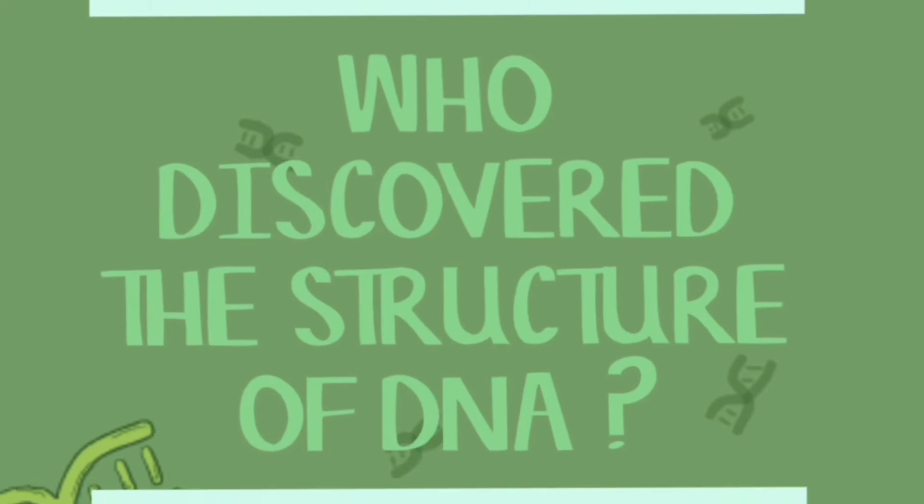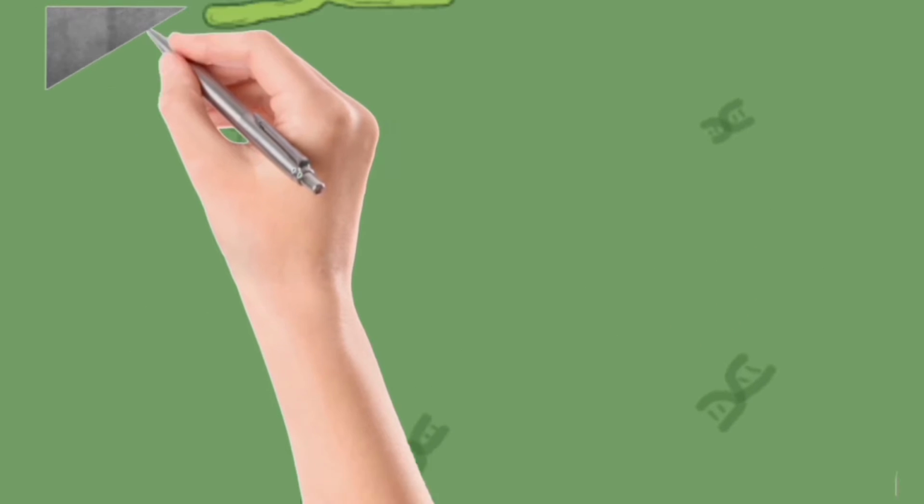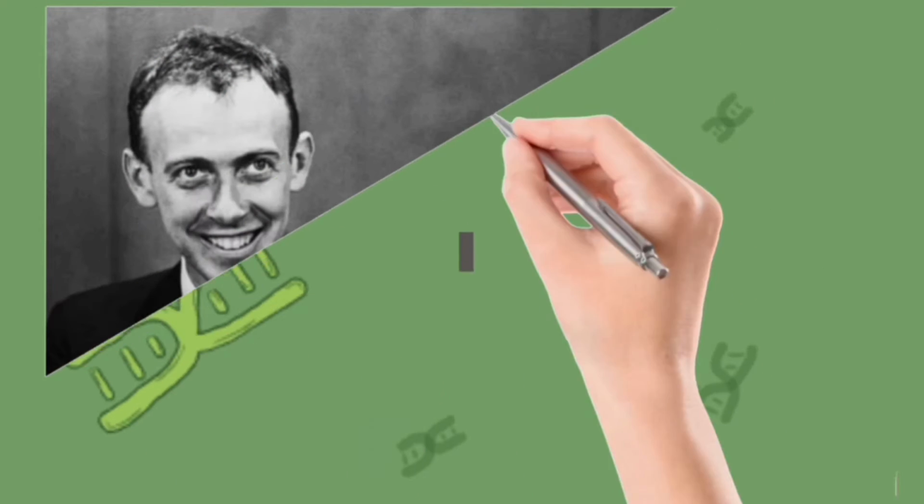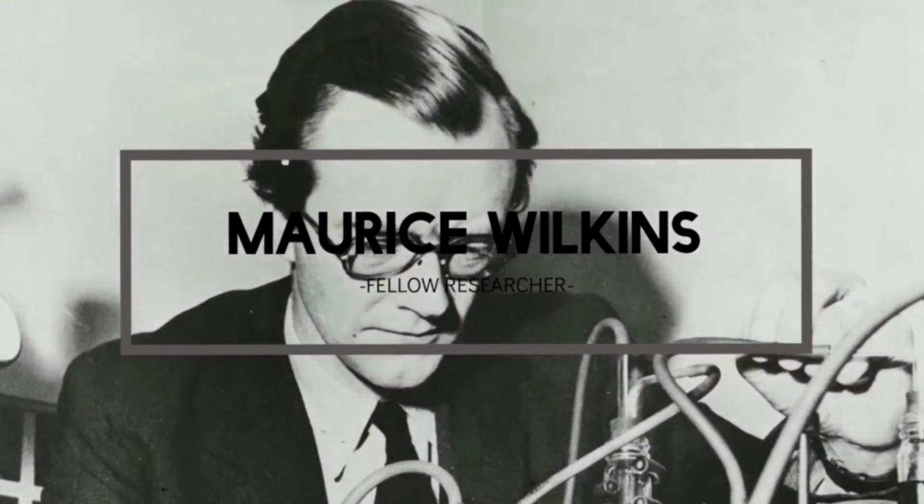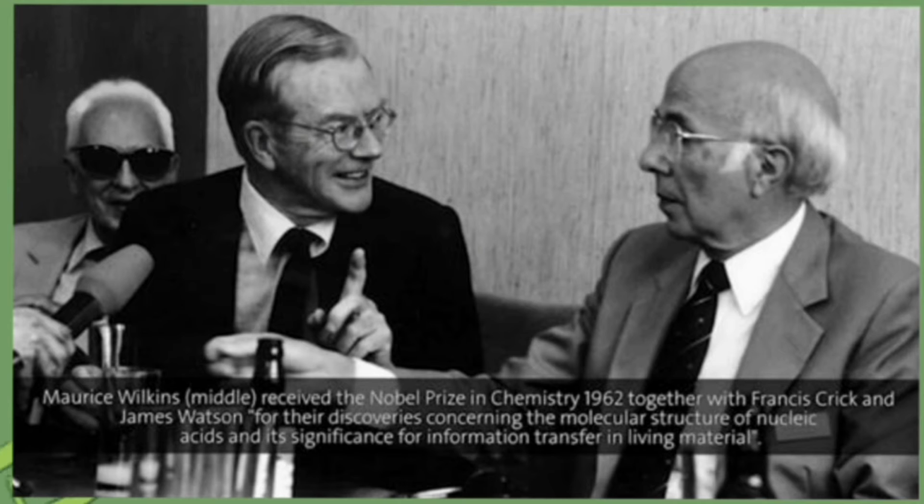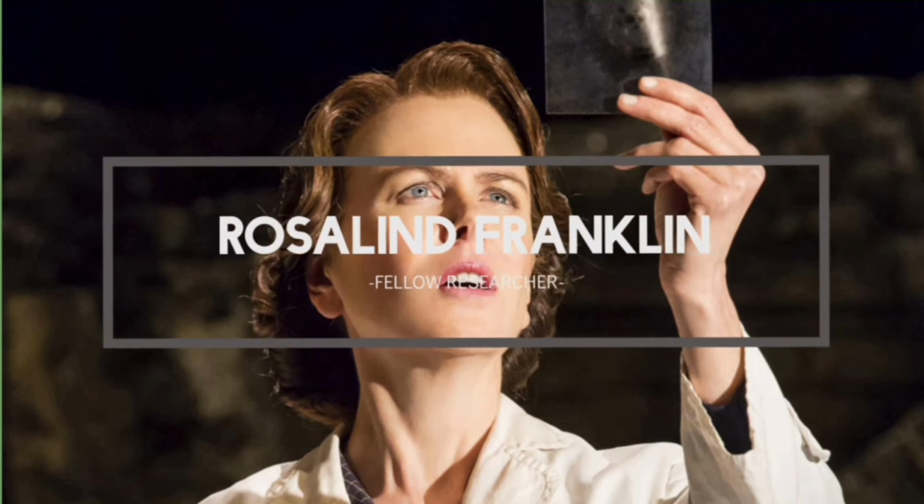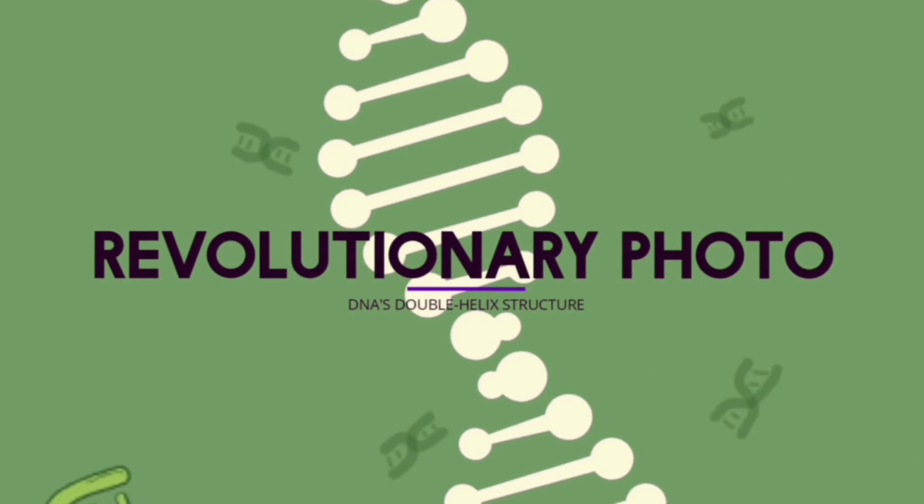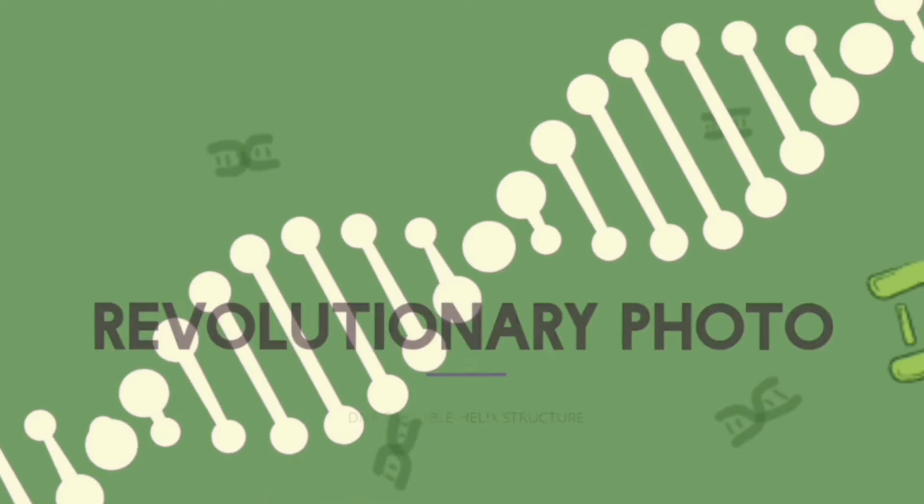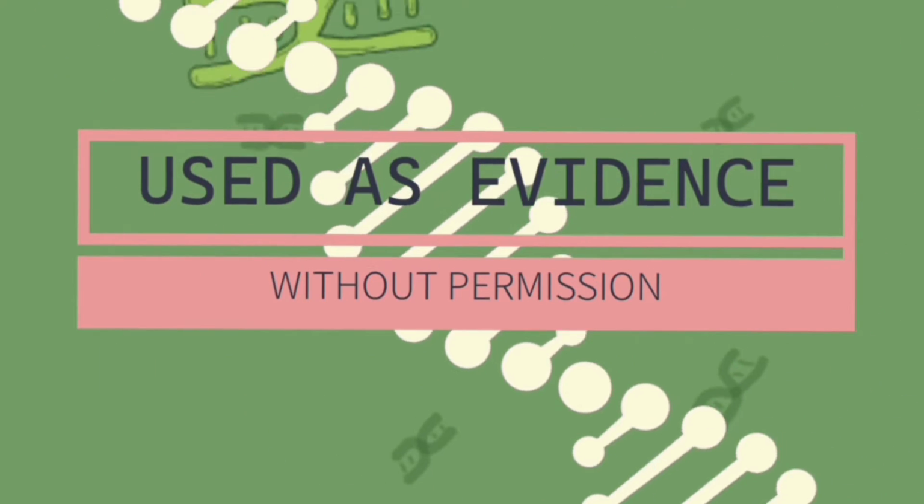Who discovered the structure of DNA? The discovery of the DNA double helix structure is credited to the researchers James Watson and Francis Crick, who, with fellow researcher Maurice Wilkins, received the Nobel Prize in 1962 for their work. Many believe that Rosalind Franklin should also be given credit since she made the revelatory photo of the DNA double helix structure, which was used as evidence without her permission.